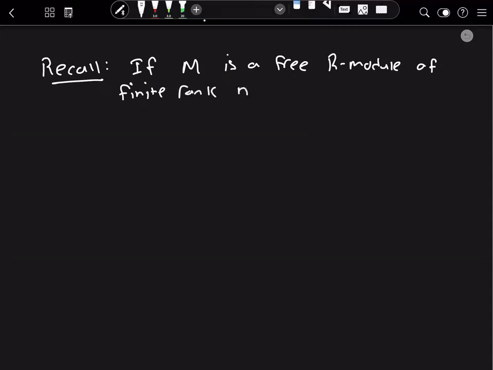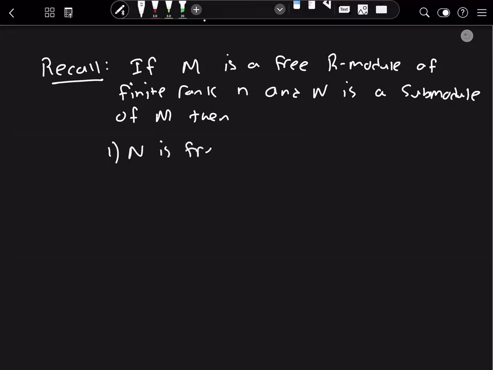n. So if we want to look at this in terms of linear algebra, this just means that it has a quote-unquote dimension n. So it's a free R module of finite rank n, and N is a submodule of M. Then the first thing that we proved is that N is free of rank m less than or equal to n.